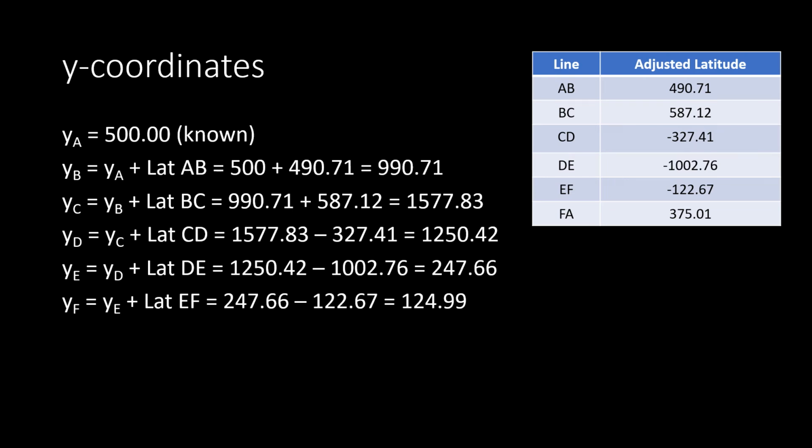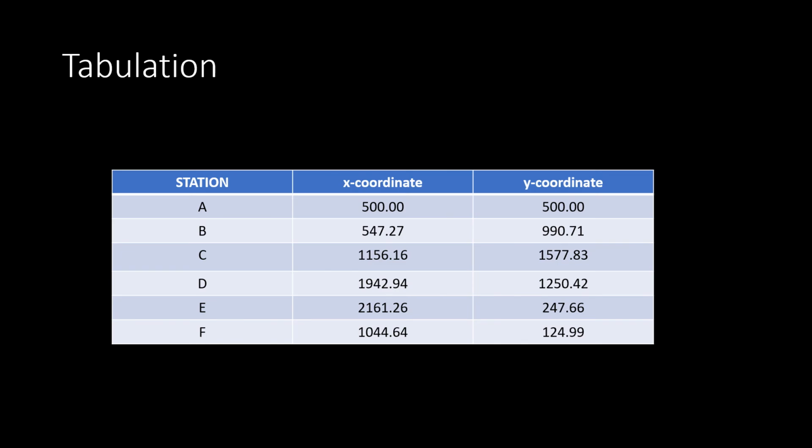And finally, we check by calculating y sub A. Y sub A is equal to y sub F plus latitude of FA, which is equal to 500. So that means that our computations for the y coordinates are all correct because we have returned back to the known coordinate of y sub A. Let us now summarize the result by tabulating the x and y coordinates of the points.